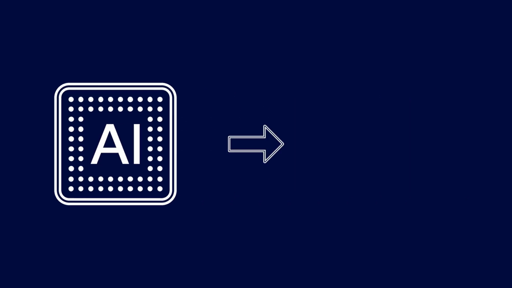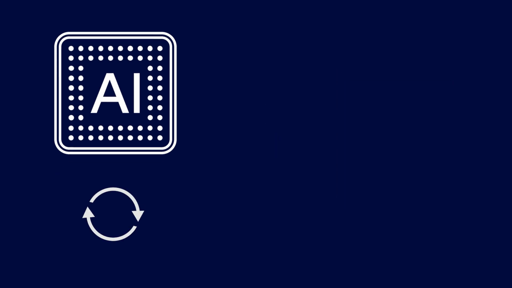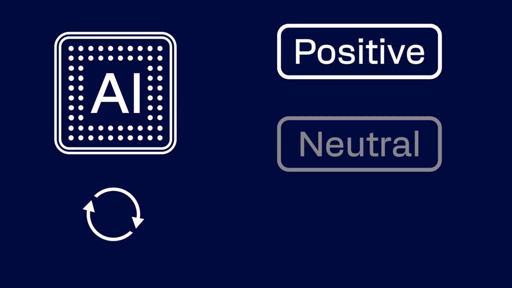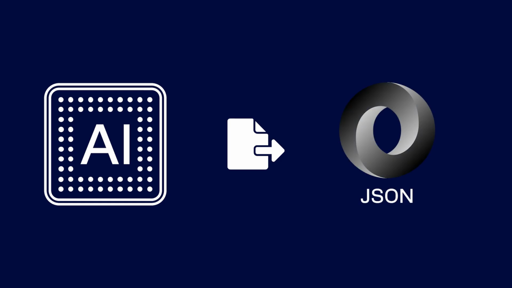The service then invokes the Qualcomm AI Inference Suite API, passing the text to the backend for processing. The AI model analyzes the content and returns a sentiment classification: positive, neutral, or negative. Finally, the microservice formats and returns clean JSON that can be easily consumed by dashboards, analytics pipelines, or downstream automation tools.